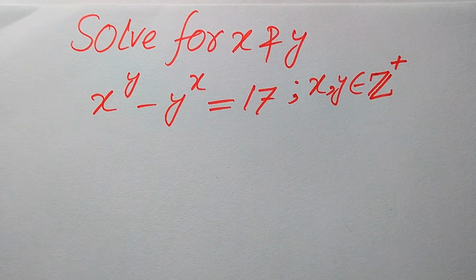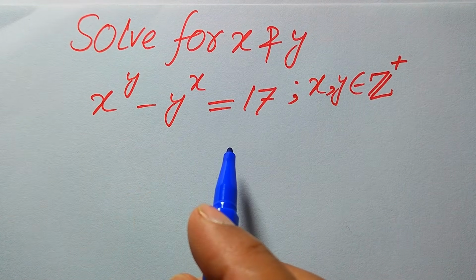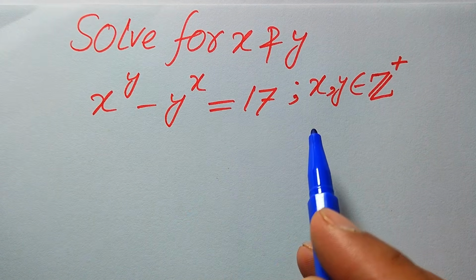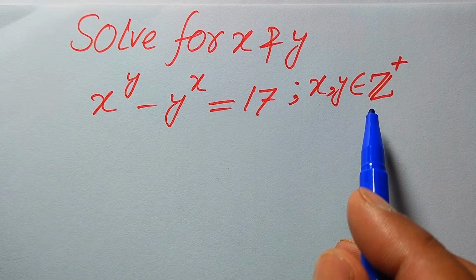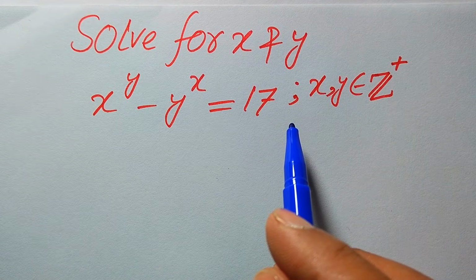So here we have x to the power of y minus y to the power of x is equal to 17, and we solve this problem for all the values of x and y. Remember one thing: our x and y must be positive integers. It means that we solve this problem for only positive integer values of x and y.